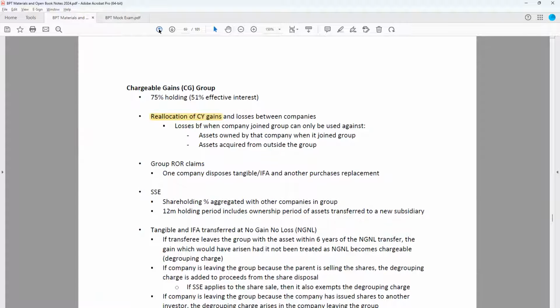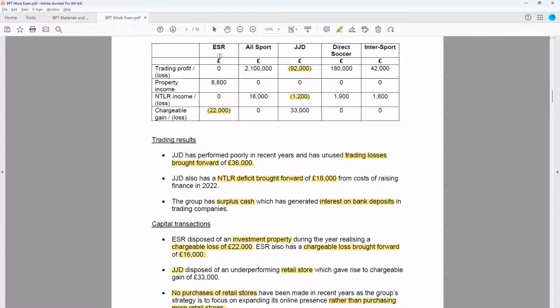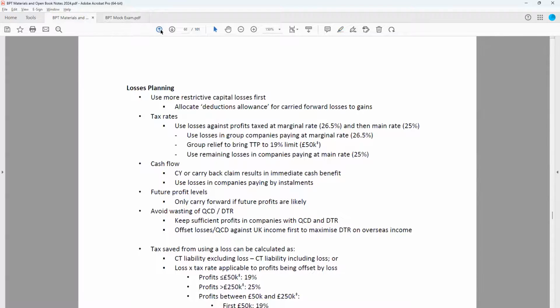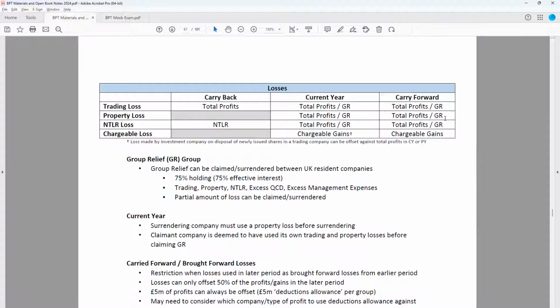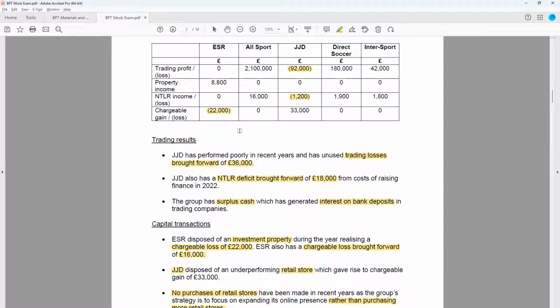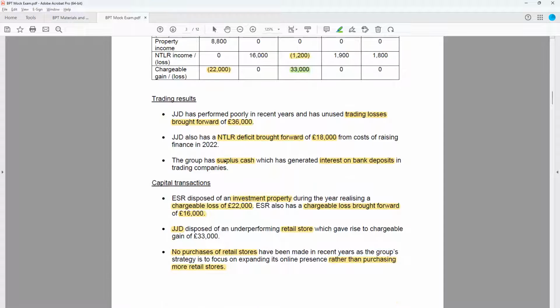So this is quite useful when you've got a brought forward loss, because we know that ESR has this current year loss of 22, but it's got this brought forward loss of 16. Now that brought forward loss can't be surrendered for group relief, unlike with the other types. So the way to be able to use that when the gain's in the other company is we move this gain from JJD into ESR. So ESR would have the gain of 33, but it would have the 22 loss in the current year to offset it and the brought forward loss.